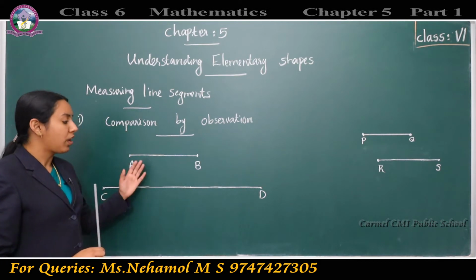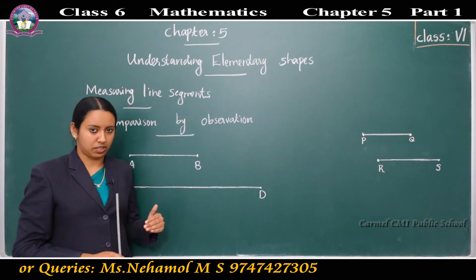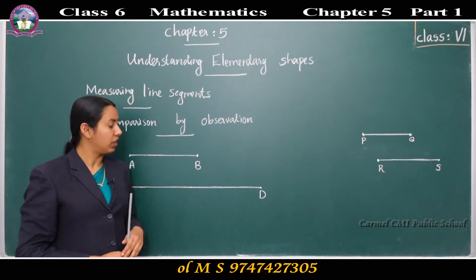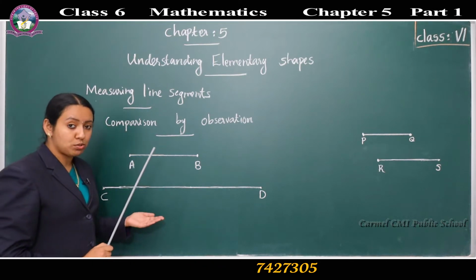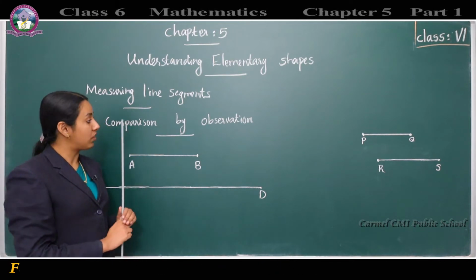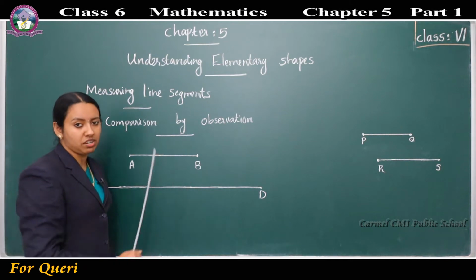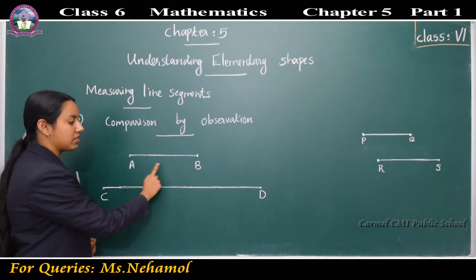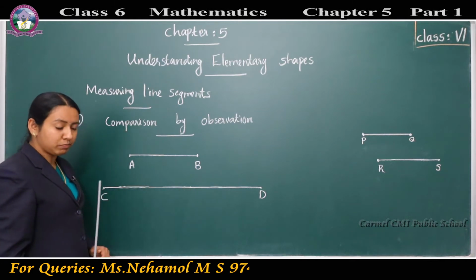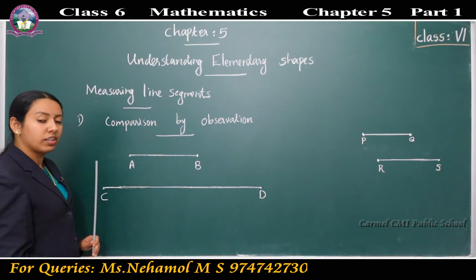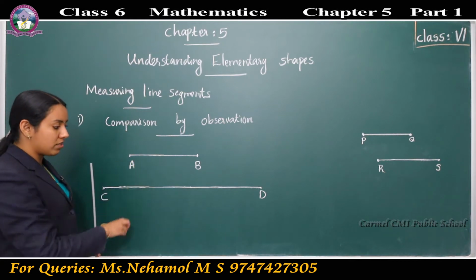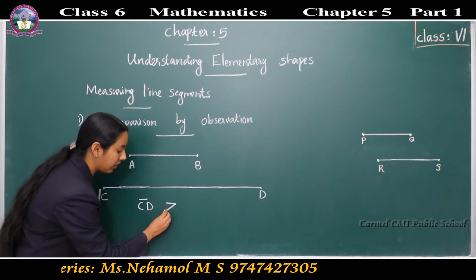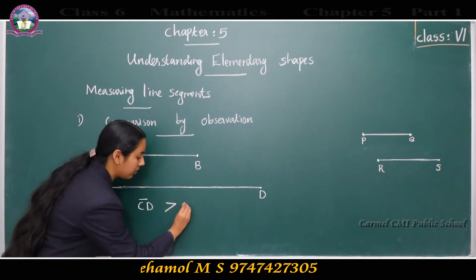Next one, how to compare two line segments. Compare means which one is longer, which one is shorter. There are different methods to compare line segments. First one, comparison by observation. If two line segments AB and CD are given, just by observing the line segments, we can say line segment CD is longer than line segment AB.